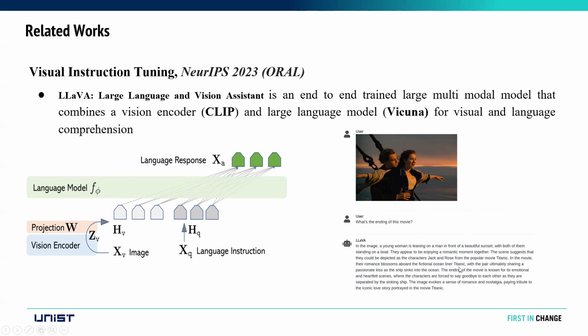As you can see in the sample here, the user asks LLaVA a question: what is the ending of the movie? So LLaVA has to understand the input image, and then it tries to use the well-known knowledge of the large language model to return a useful answer for the question.